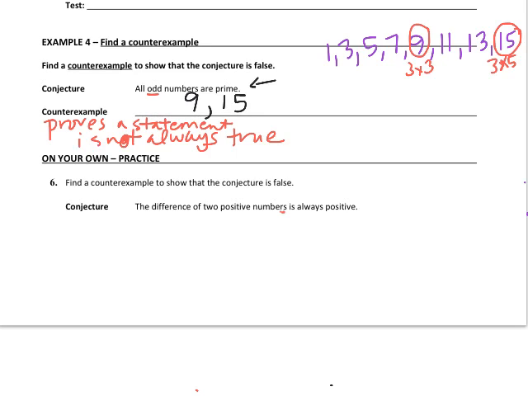So I'd like you to find a counterexample to show that the difference, which means subtract, the subtraction of two positive numbers is always positive. Okay, so that means that you need to find how the subtraction of two positive numbers is not always positive. So you have to find something that would result in a negative value. All right, and I'll leave that up to you. Now, if you have any questions about counterexamples, inductive reasoning, finding patterns, anything like that, please make sure you ask.